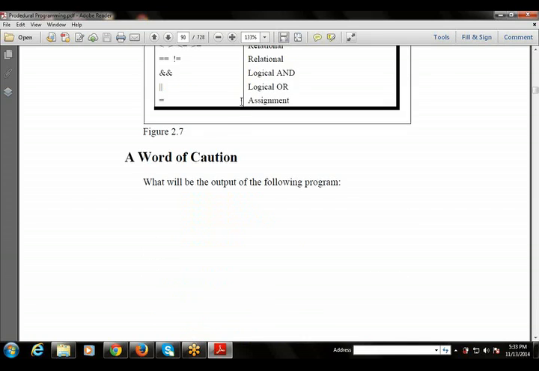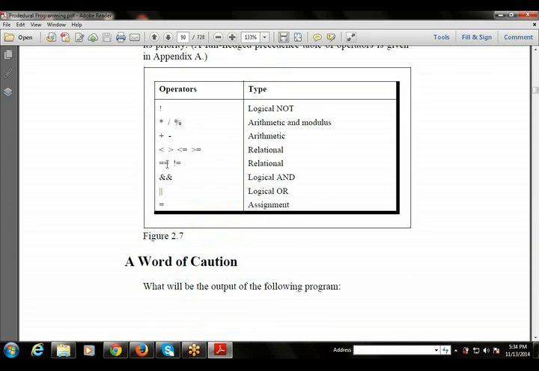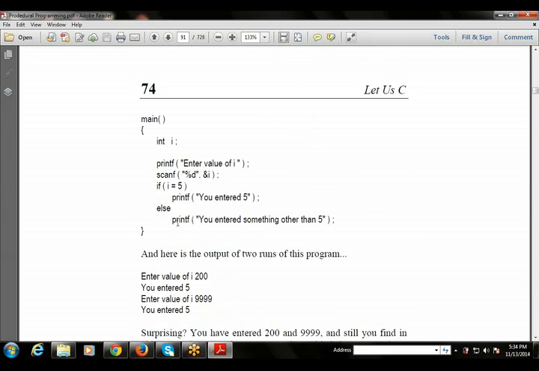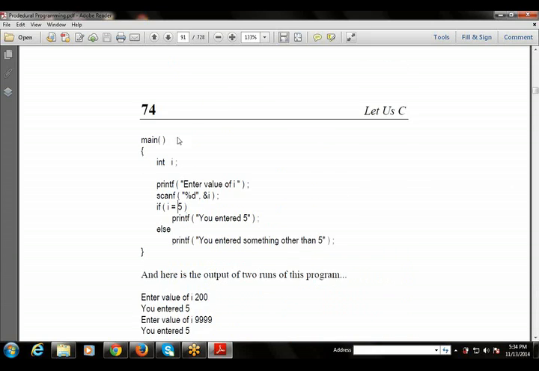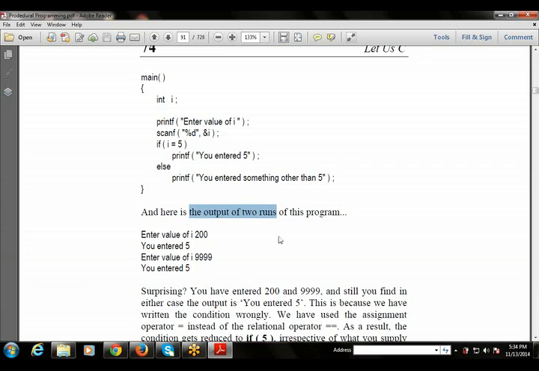This is wrong because the comparison operator is the double equals sign, so here it should be double equals, not single equals. The correct form is: if I is equal to 5, then printf you entered 5, else printf you entered something other than 5. Then the curly braces close. Here is the output of two runs. Enter the value of I. If I enter 200, the output is 5. If I enter 999, the output is 5.